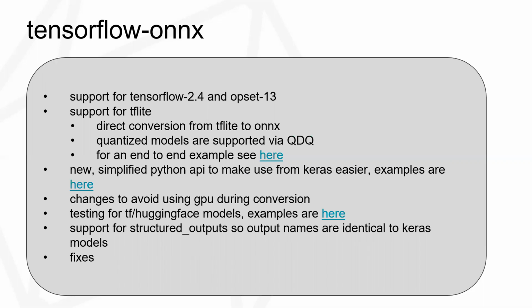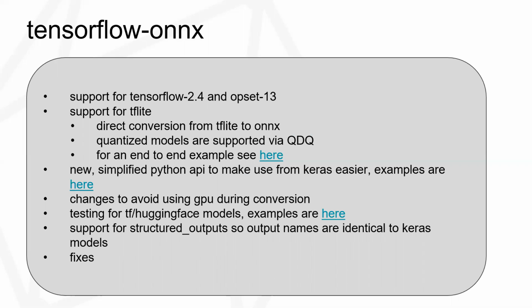We noticed that more people start using TF to ONNX to convert Keras to ONNX, and many of those seem to be using the Python API. Our old Python API wasn't very user-friendly, so we refactored our Python APIs to make this much easier. So you can now take any in-memory model in TensorFlow or Keras and convert it by calling the new Python API. We made some changes to avoid having the converter use the GPU during the conversion, so it doesn't interfere with the model that's already on the GPU.